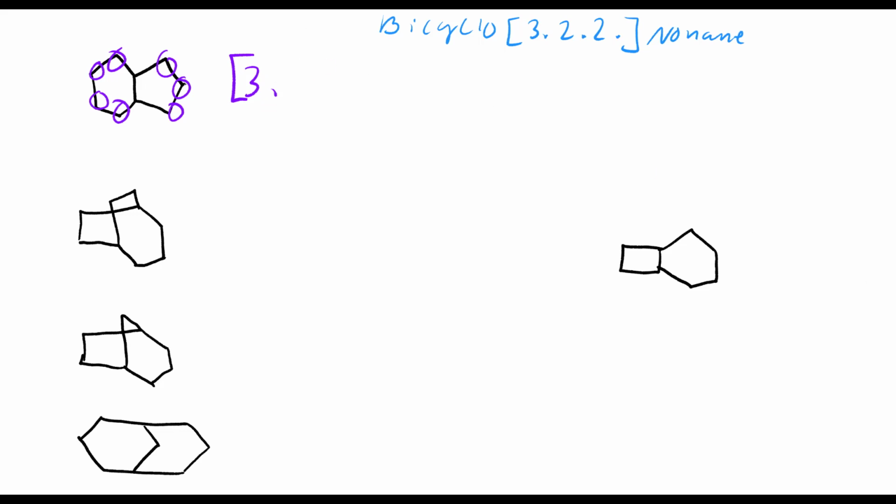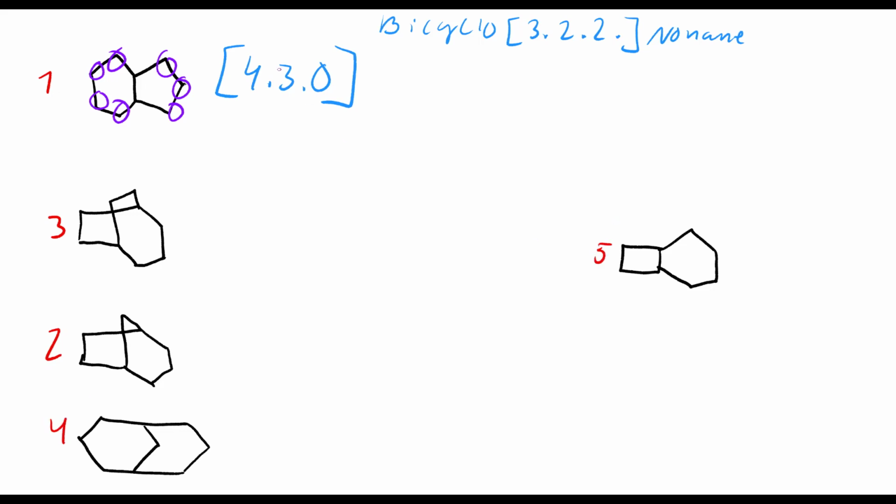This is going to be a 4.3.0. Well, how did I get that? I'll explain it to you. Also, this is not the right answer. That's 430. This is 322. So this cannot be right. Let's say that this is 1, 3, 2, 4, and 5.